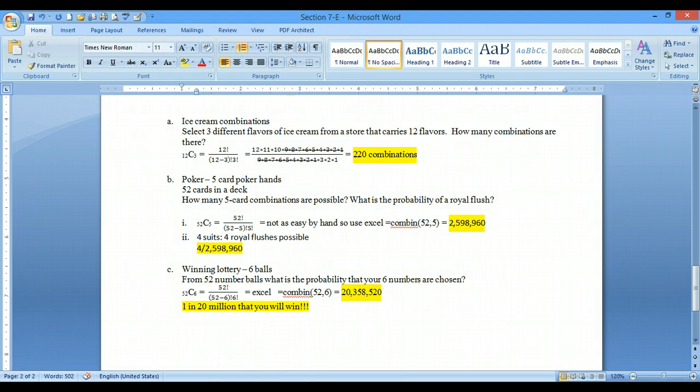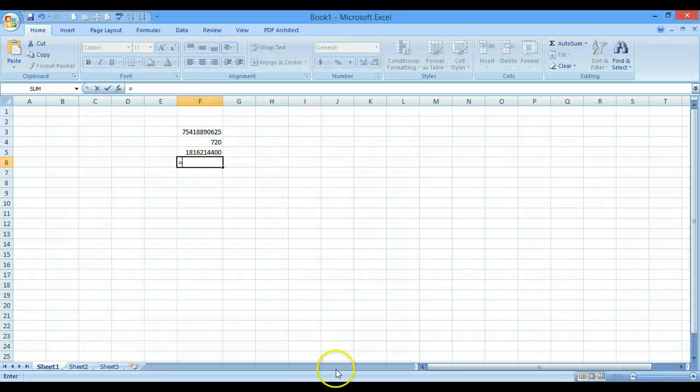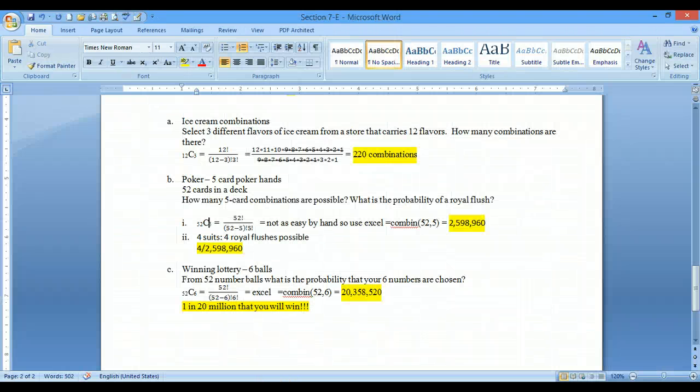You can come in and do combination 52 choose 5. So equals COMBIN, and it's going to prompt you for the number, or n. We have 52 cards, and choose 5 cards for the hand, close parentheses, and we get 2,598,960 different combinations. There we go. All of those different combinations of 5 cards out of the 52 cards in a deck.